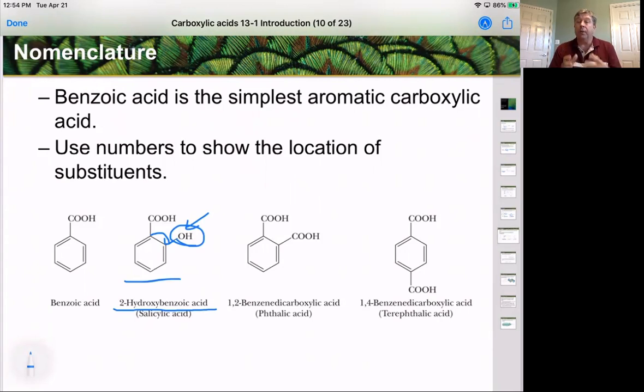Now, you can also have dicarboxylic acids on your benzene rings, and we would call those dicarboxylic acids too. So we'd have benzene dicarboxylic acid, and then you put the numbers, figuring out how far they're spaced apart. So in this case, you have the 1,2-benzene dicarboxylic acid. Here you have the 1,4-benzene dicarboxylic acid. And they, of course, have common names as well. This one happens to be called phthalic acid, and this is terephthalic acid.